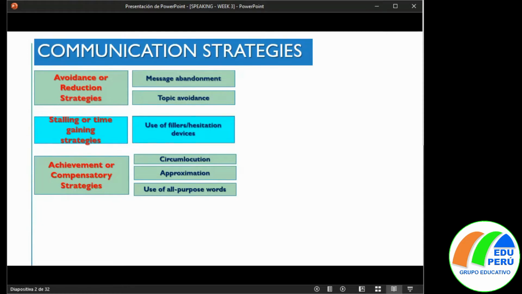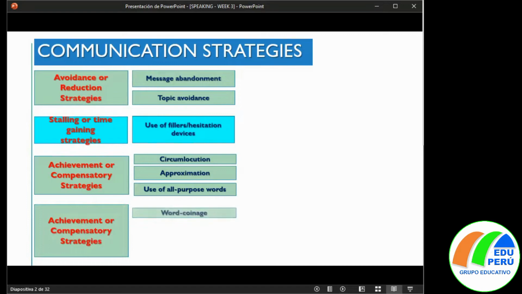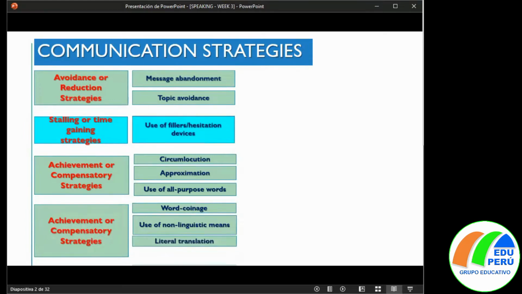And the use of all-purpose words is when we use one word continuously. Oh, the thing that we use, oh, the thing that we read, oh, the thing. So you repeat the word thing to refer to objects. So this is use of all-purpose words. Another one is word coinage, use of non-linguistic means, and literal translation and foreignizing.